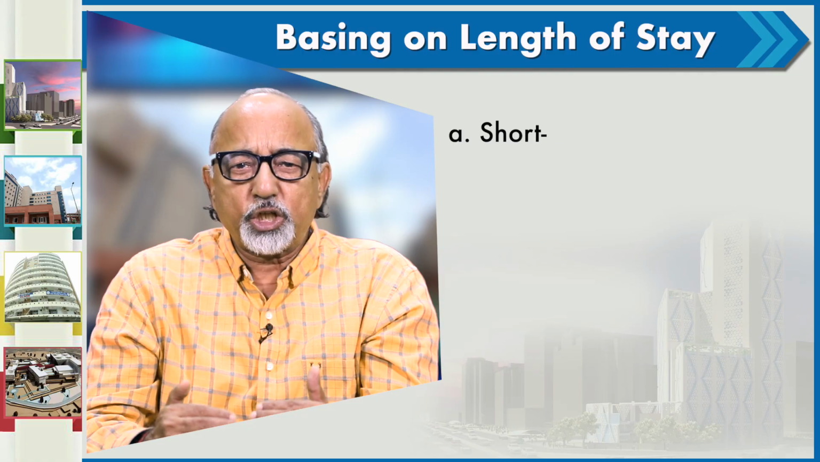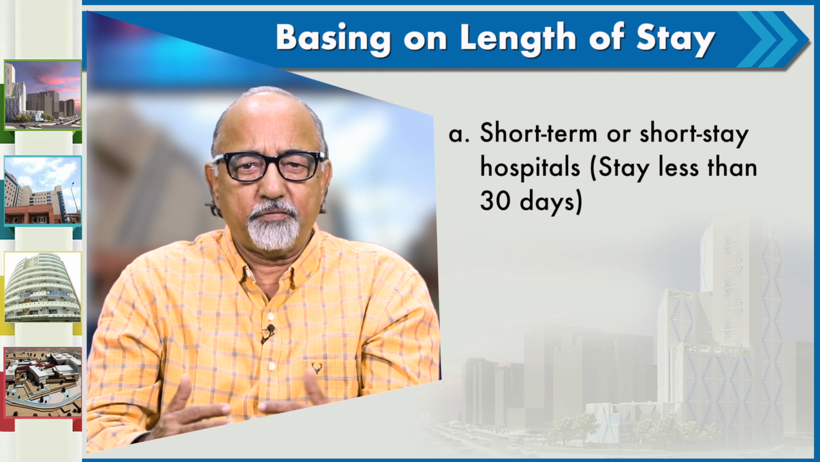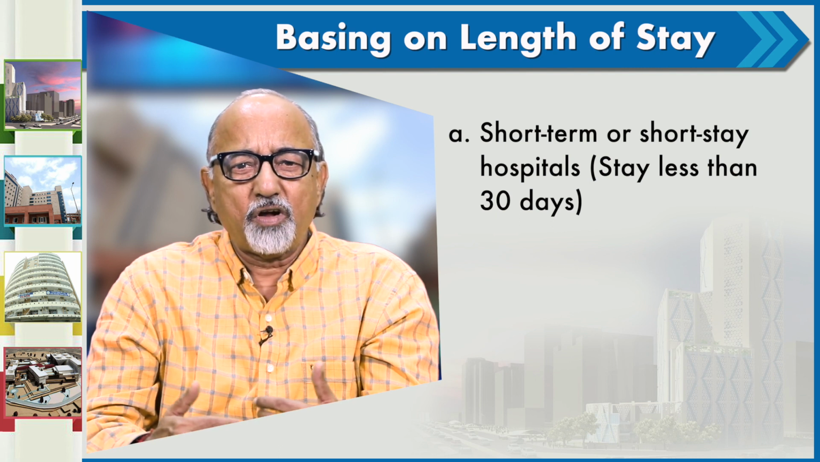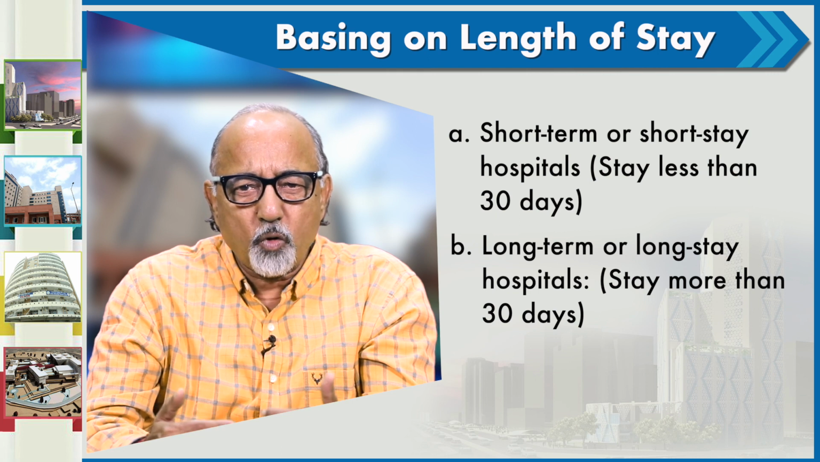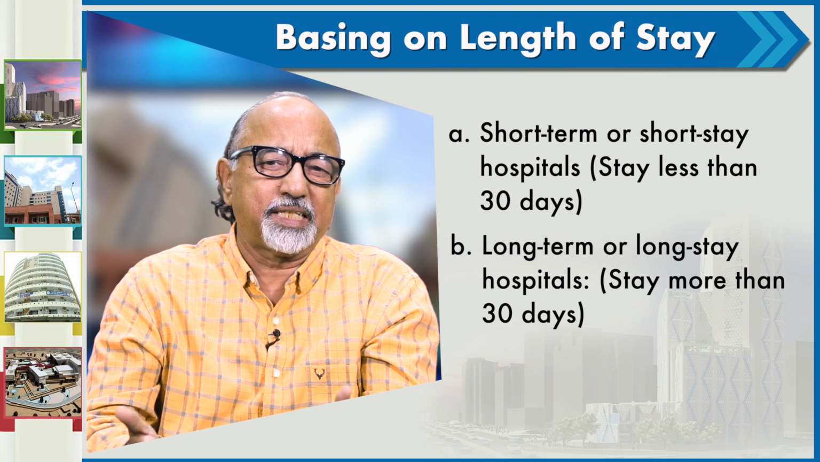Then we could classify hospitals based on the length of stay. So there are hospitals for short length of stay, say acute care hospitals where the length of stay is less than 30 days. Then we have long stay hospitals where people stay for more than 30 days. These could be for mental diseases and things like that.